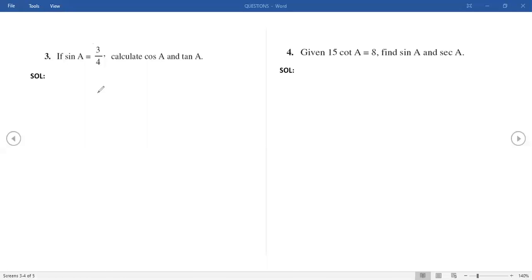So let us start. The third question we have is, if sin A is equal to 3 by 4, calculate cos A and tan A. So we are given that sin A is equal to 3 by 4.